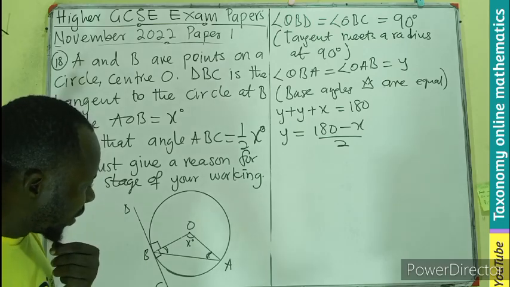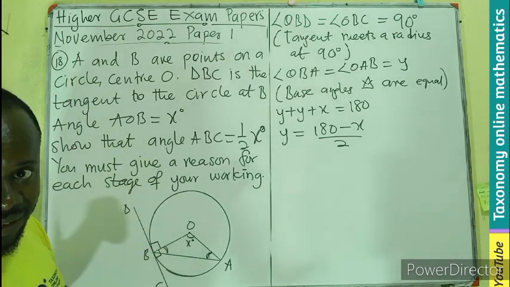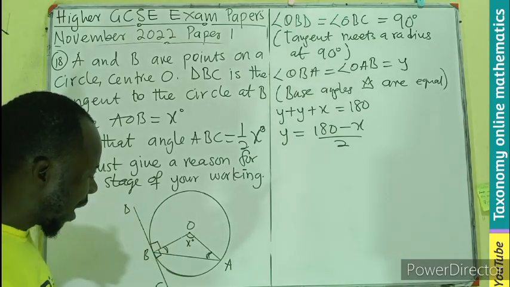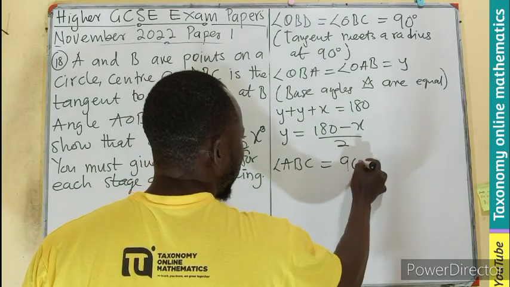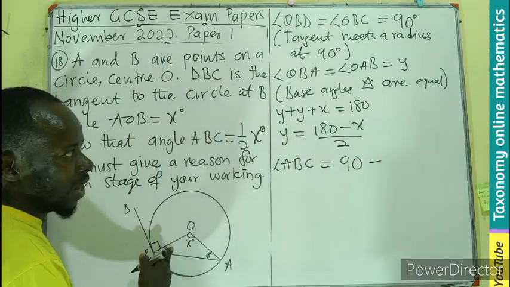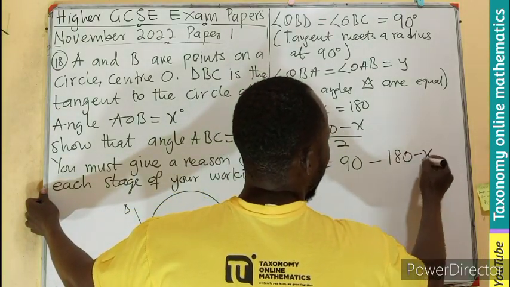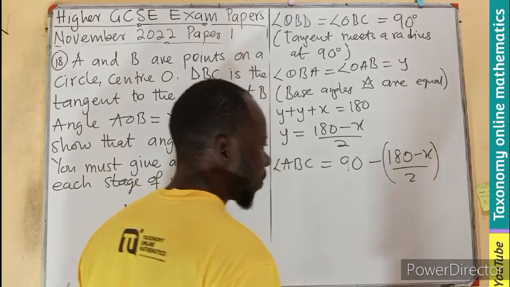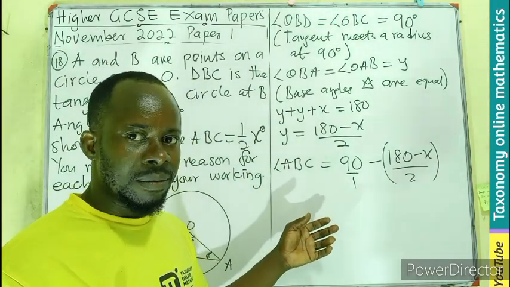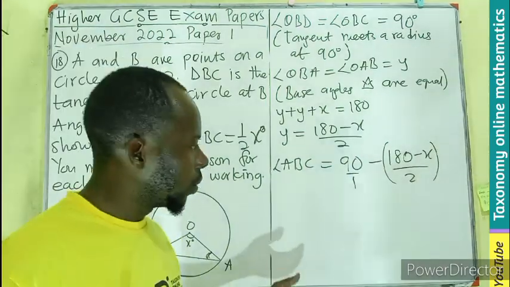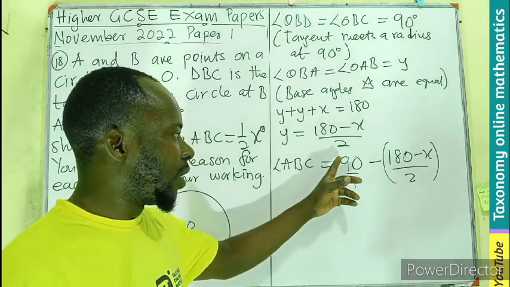What next to do? Since we have that, in the beginning we mentioned that if we subtract this angle from 90, you should be getting this angle. So I can say the angle ABC will be equal to 90 degrees minus this angle, which is y. And y is 180 minus x, divided by 2. So this is a fraction, right? So here we can make sure we have the same denominator. This could be 2 times 2.